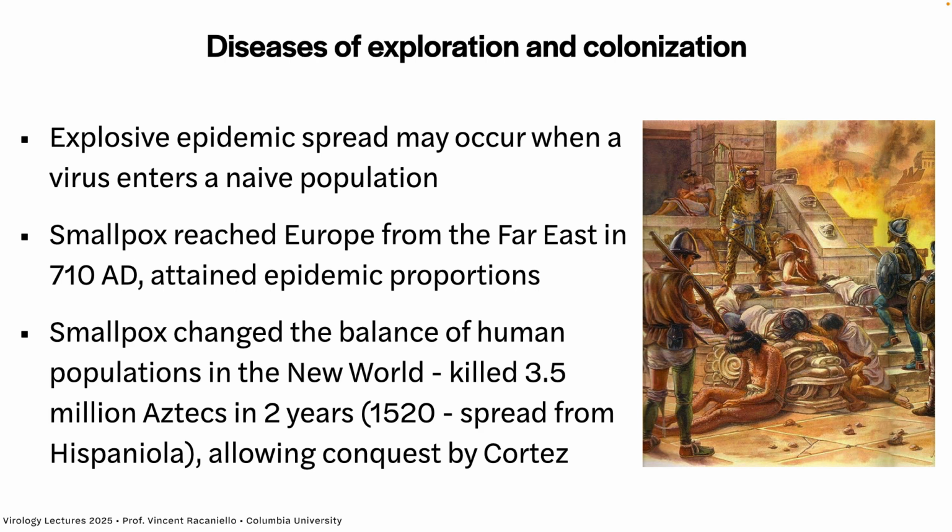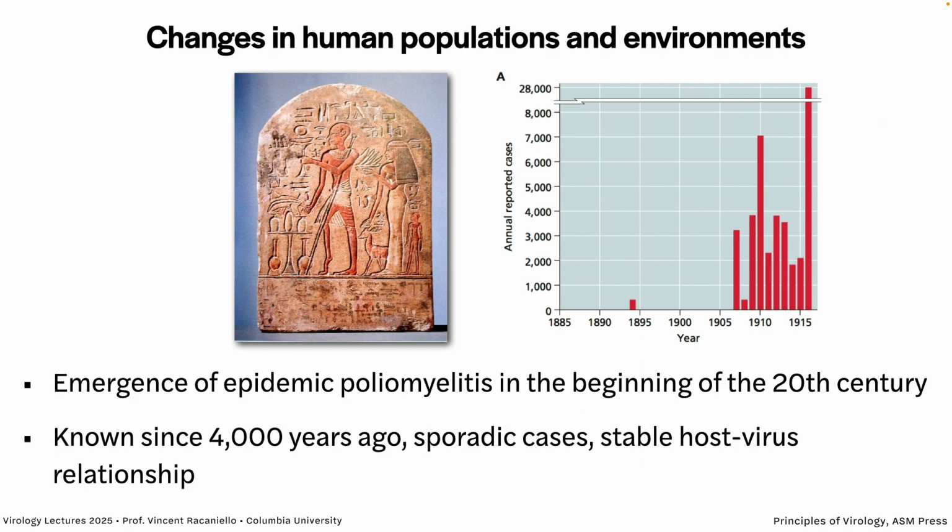So as I've already told you, smallpox reached Europe from the Far East, where we got it from camels, and then it made its way to the New World, where it changed the balance of human populations. It killed 3.5 million Aztecs in 2 years, which allowed Cortez, with his miserable band of 35 soldiers, to conquer the Aztecs. There's no way they could have conquered it without smallpox helping them. Some people think that he even introduced it, but I'm not so sure about that. These viruses not only change human populations, but they changed the balance of human populations and allowed Europeans to take hold in the New World.